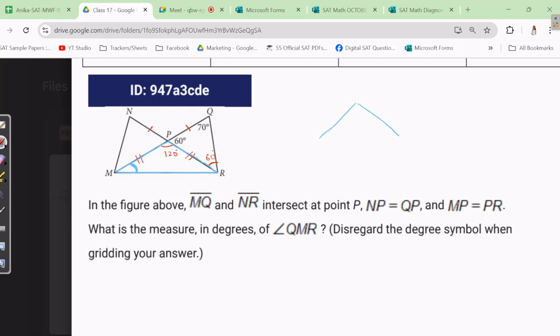And if it helps, I can draw it. Oh, because MQ and NR are the same, that means PM and PR also have to be the same. So that means their angles must be equivalent as well, right? Yes. So it'll be 30. 30, yes. So both of them will be 30. Okay, and 30 is the answer.